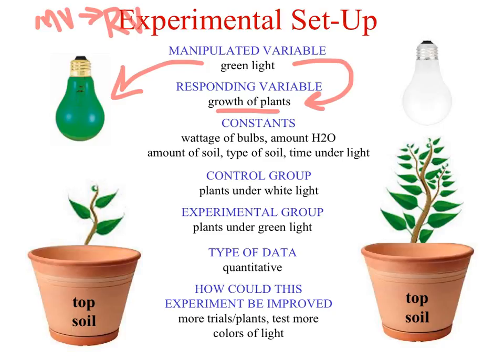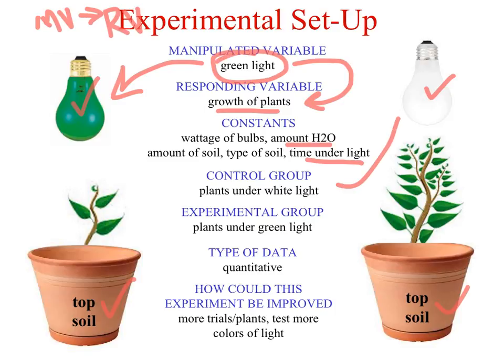The constants are controlled variables, where the wattage of the bulbs would have to be the same. The type of soil was the same. The size of the pot was the same. The time under the light was the same. The amount of water was the same. All these things would have to be the same so that the scientists knew that if there were any differences in the growth, it was because of the green light.